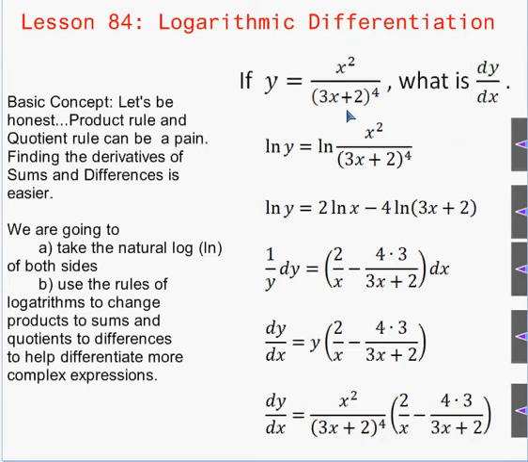So we found the derivative of this, not using the quotient rule, but changing to logarithms, finding the derivative of our logarithms, and then substituting back in for y. And all of these are going to be similar. They're going to get a little bit complex as we work through these.